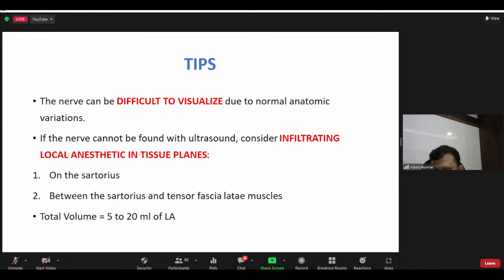Remaining 90%, the drug is not going to be deposited properly. And if the nerves cannot be found with ultrasound, infiltrate local anesthetic in the tissue planes, especially on the sartorius and between the sartorius and tensor fascia lata. So if you're infiltrating in 2 regions, 10 ml over the sartorius and 10 ml between the sartorius and tensor fascia lata muscles. So in this case, I'll be using 20 ml totally.